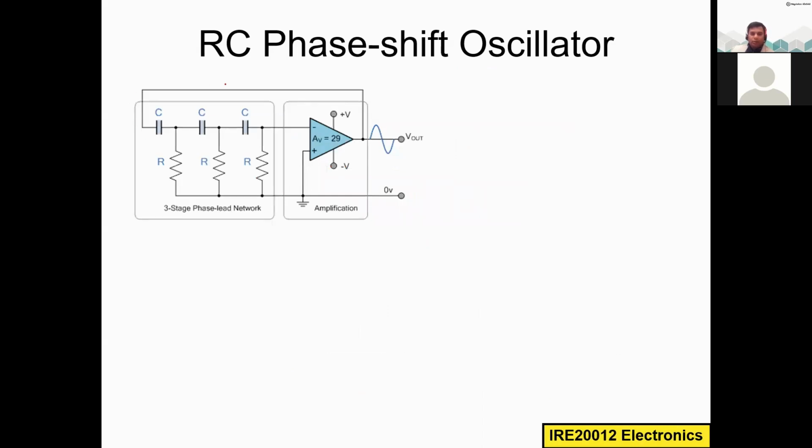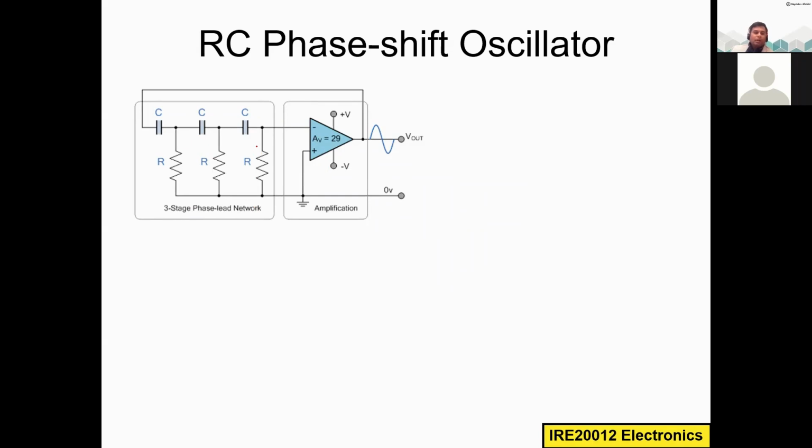This is the circuit construction of the RC phase shift oscillator. It is very simple. If you just look at this part, this is one capacitor and one resistor. I am putting this combination three times together in cascade mode or in series. So R and C, R and C, R and C. Each can provide 60 degrees, 60, 60, and totally I get 180 degree phase shift. This is called a 3-stage phase lead network.